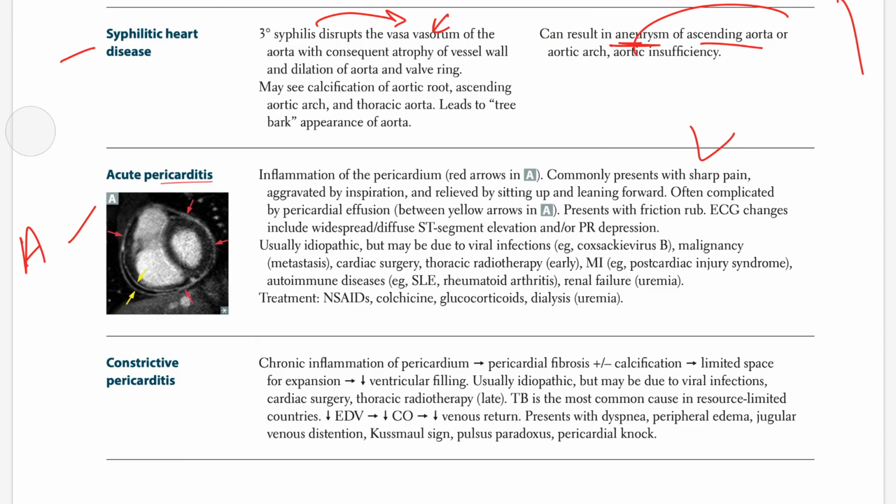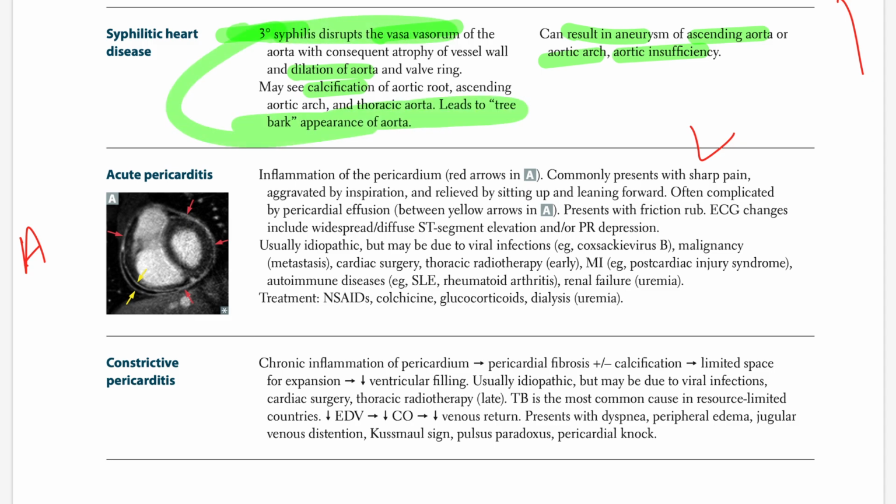Okay, let's just review this. Tertiary syphilis disrupts the vasa vasorum and causes dilation of the aorta. Where can that occur? It can lead to calcification or can result in aneurysm of the ascending aorta, aortic arch, and cause aortic insufficiency. High yield with this tertiary syphilis vasa vasorum, you're going to see tree bark appearance of the aorta. And that is all for syphilitic heart disease.